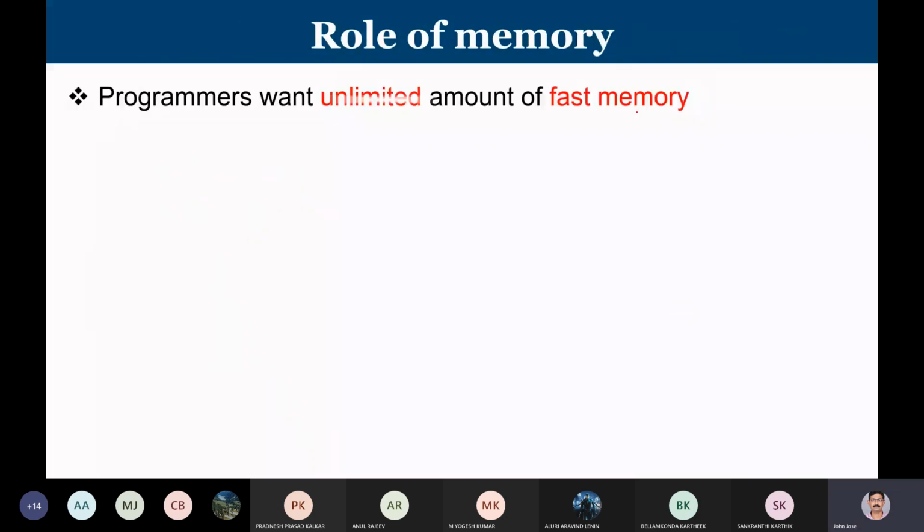So what is the role of memory? Programmers always wanted an unlimited amount of very fast memory. And these two terms are really confusing. Unlimited means very large memory, at the same time the memory should be very fast. These are contradicting requirements. If you go for a large memory, obviously it will be slow. If you go for a small memory, then it can be really fast. Let me look into the logic of why this fast and slow process happens.